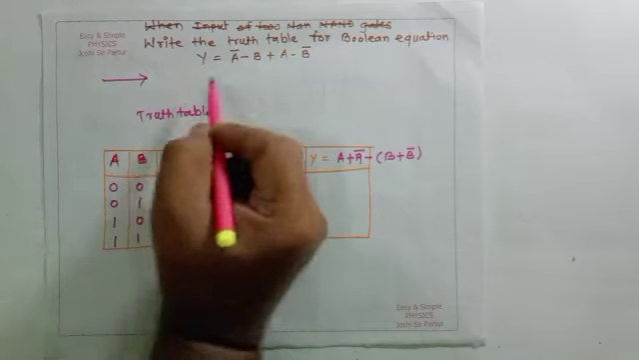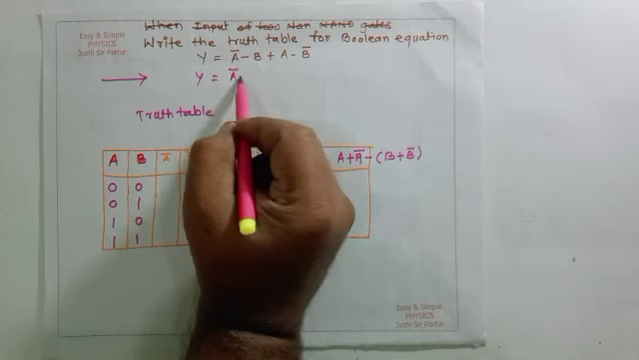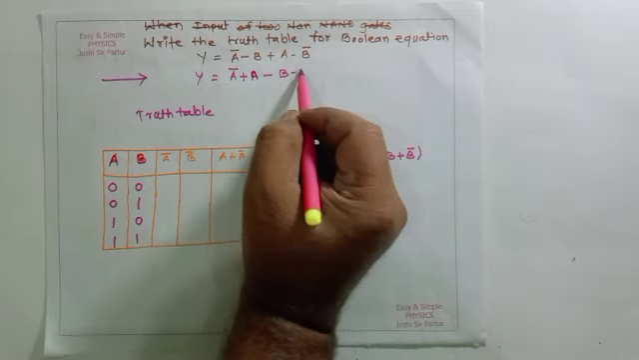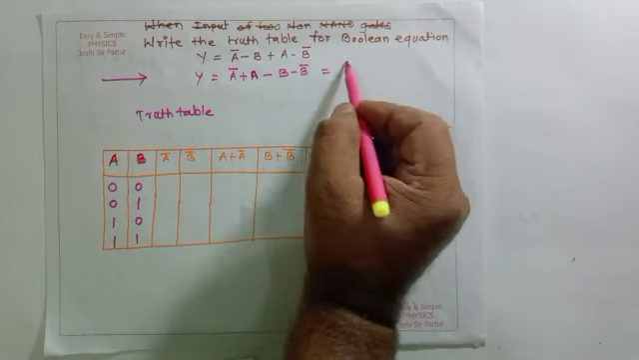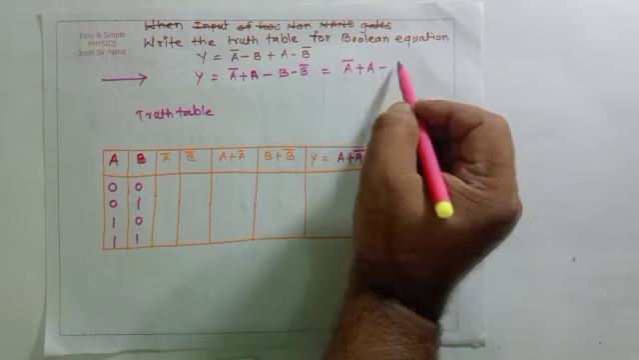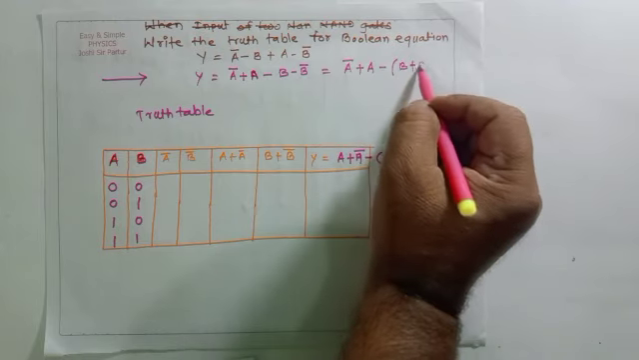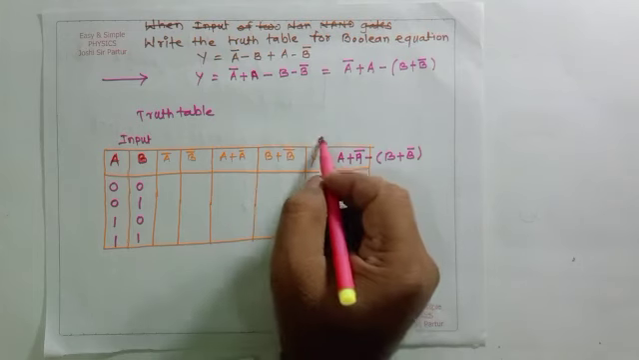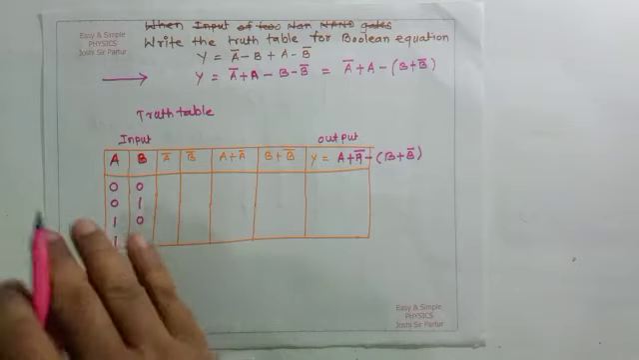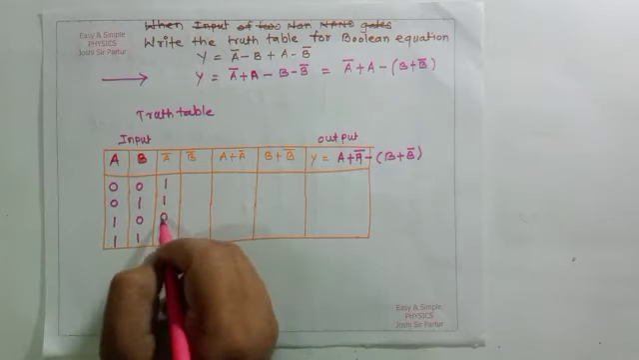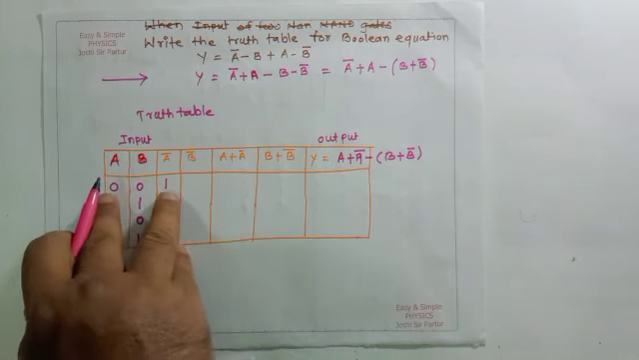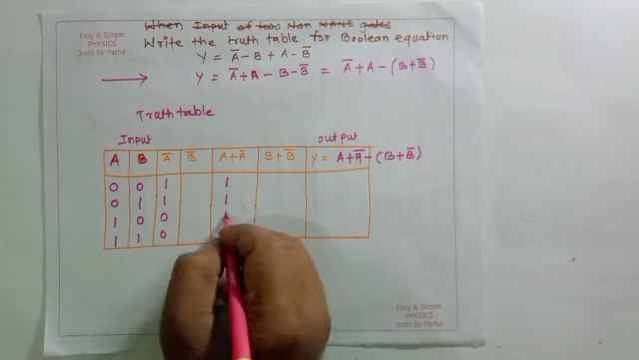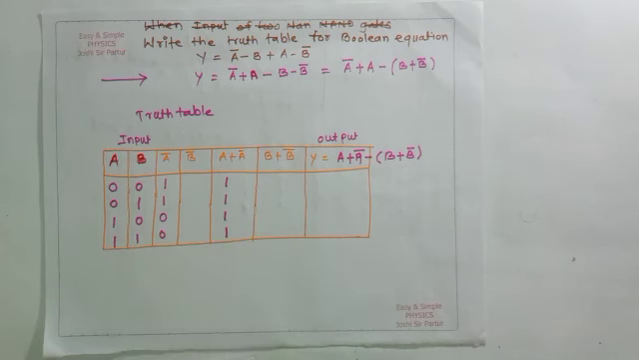In the question, the output Y can be written as complement A and A, minus B and complement B, which can be written as A and A complement, minus B and B complement. So when inputs A and B are there and output Y is there, first we want the complement of A and of B. Here high, high, low, low is the complement of A. So A and A complement is high, A and A complement is high, A and A complement is high, A and A complement is also high.